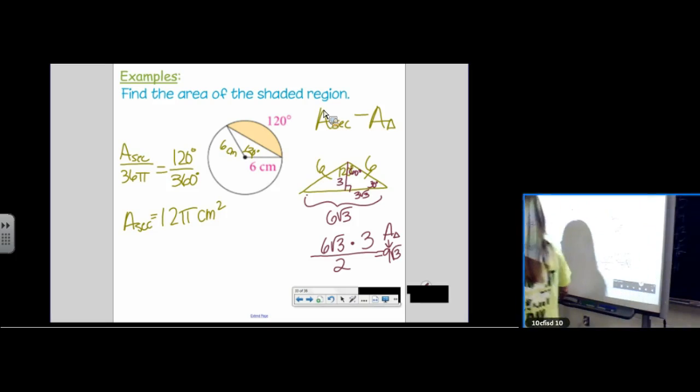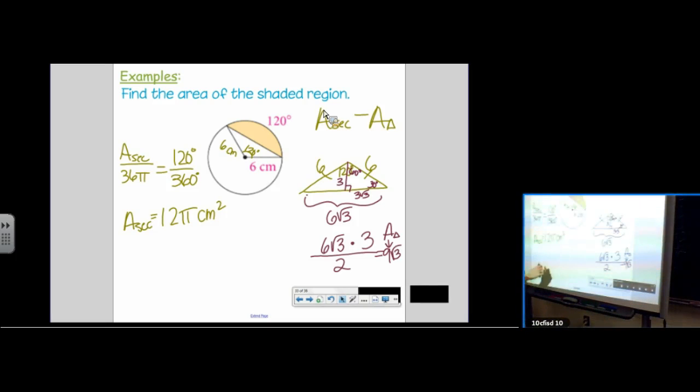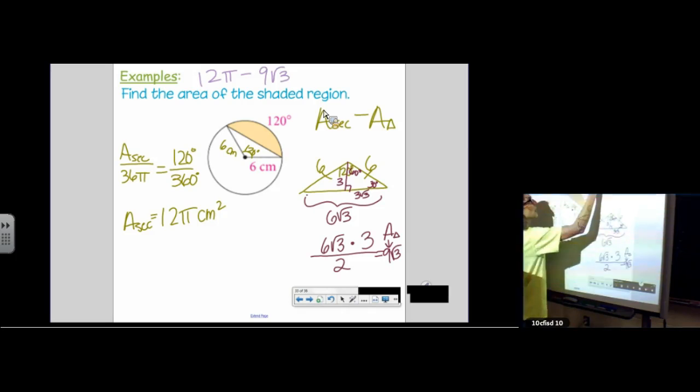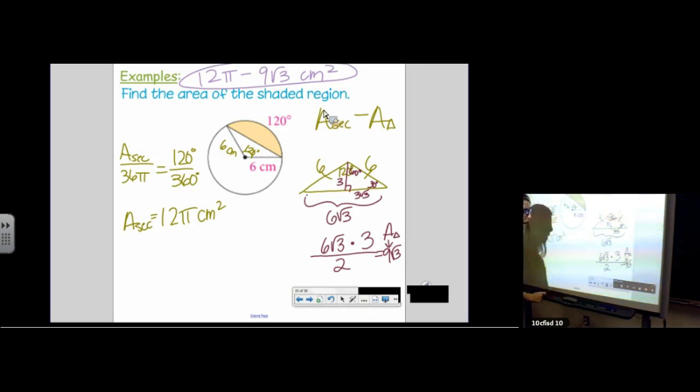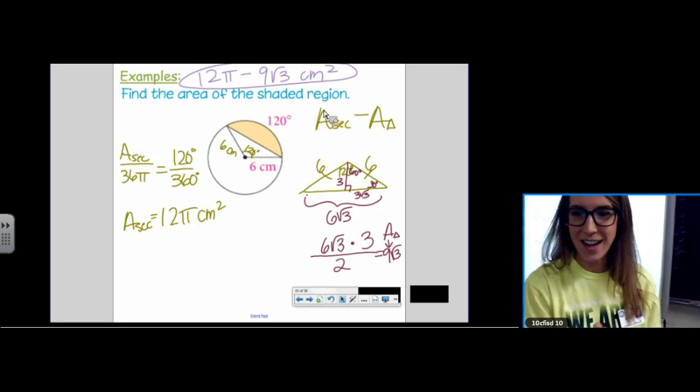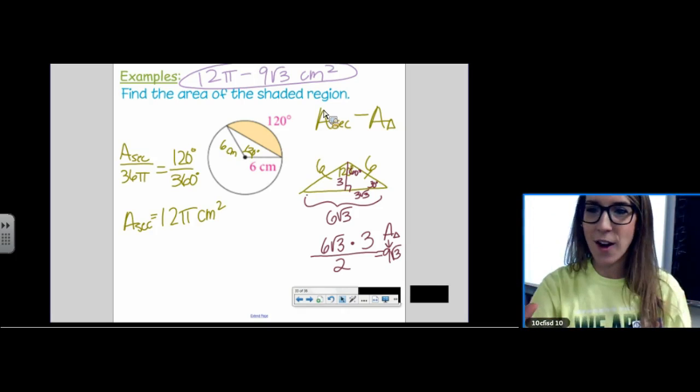Final answer, pi minus triangle. Not pi as in pi, the number, but the piece of pie. Sector minus triangle. Area of the sector minus area of the triangle. Then we can put our units. Woo-wee! I promise it does not get any harder than that. That is the hardest one I could give you.